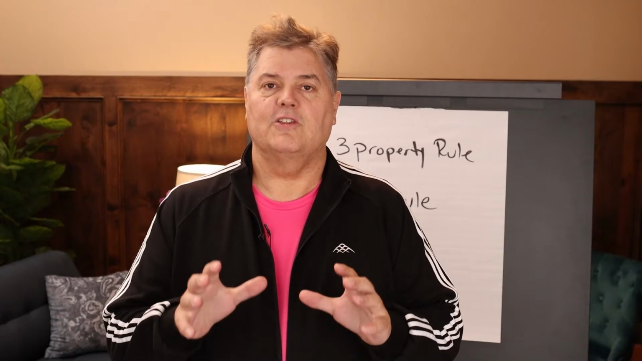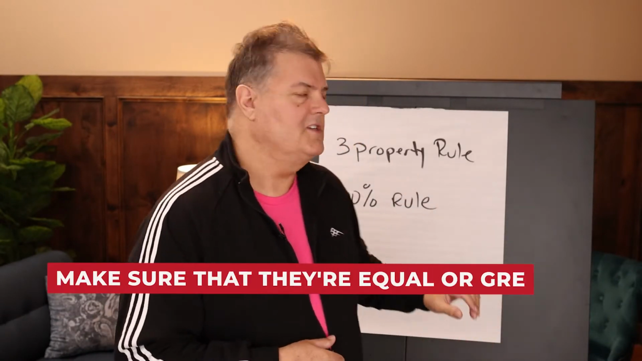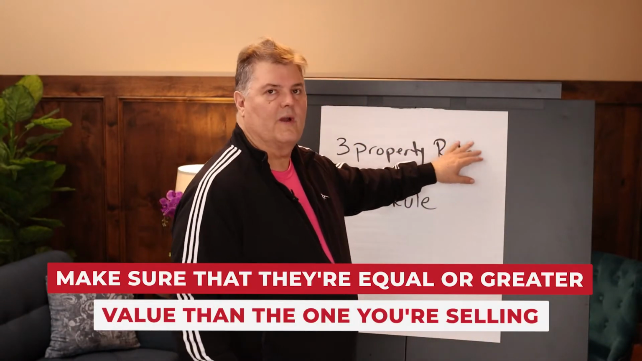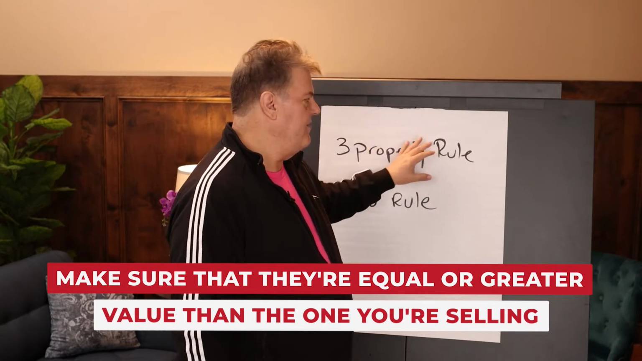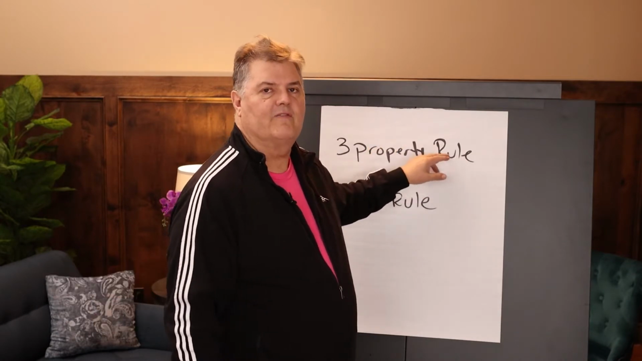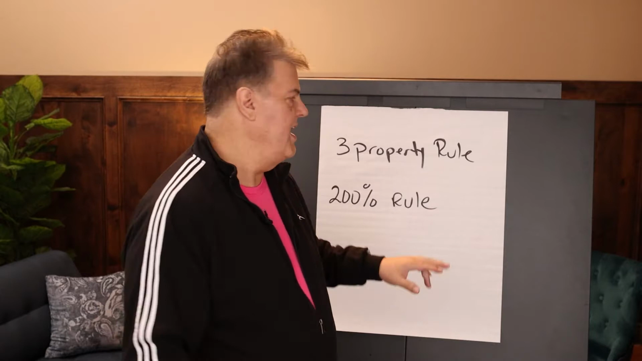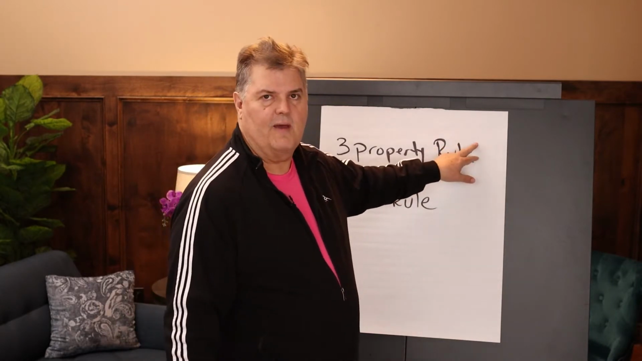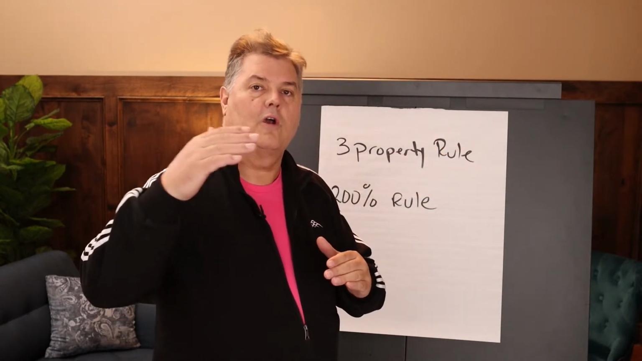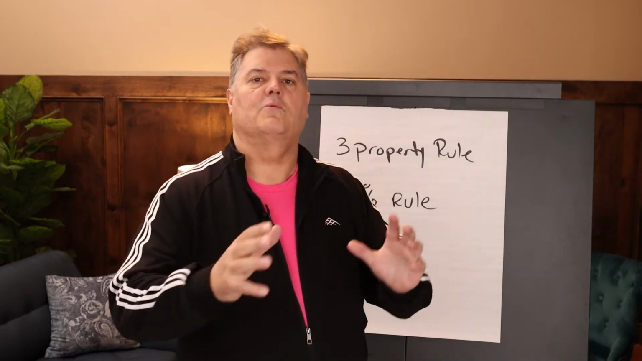But the key to those 3 properties is you want to make sure they're of equal or greater value than the one you're selling. If you're identifying 3 and one of them is of lower value, that's okay, as long as you close on 2 of them to make sure you get more in terms of value than what you're selling. Let me show you what that looks like in real life.